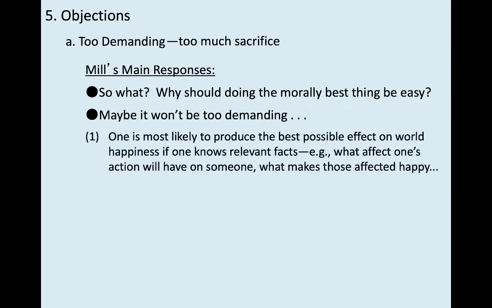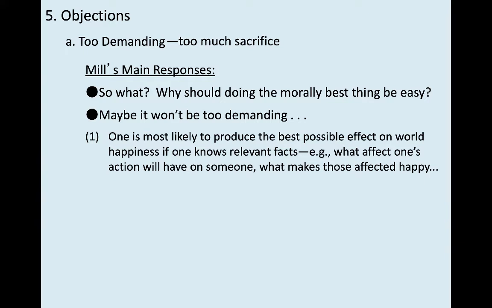And here's his idea. He says, you're most likely to produce the best possible effect on world happiness if you know relevant facts. So, for example, if I don't know what's going to make you happy, or how to get you what you want, even if I do know what's going to make you happy, then I'm not going to be well positioned to do anything to make you happy. And quite often, I don't know what you want. And quite often, even when I do know what you want, I don't know how best to get it to you. Whereas, I always know what I want. And I always have a good idea of how to go about getting it.